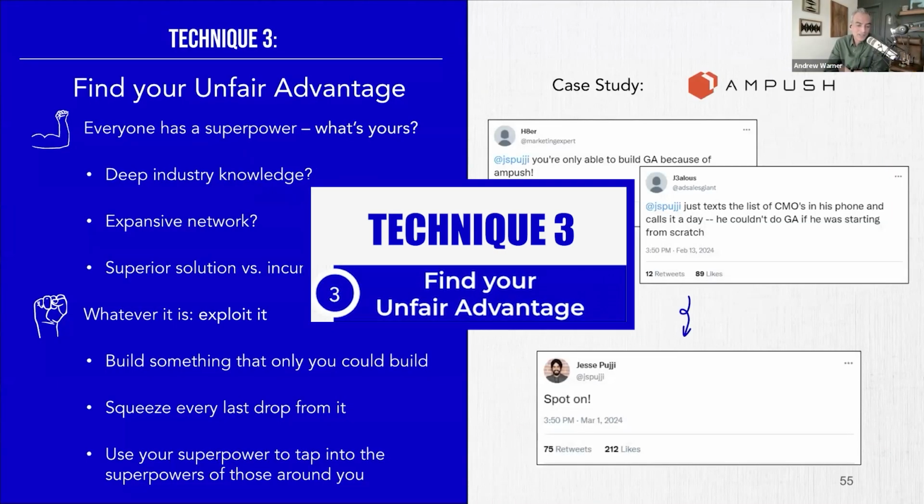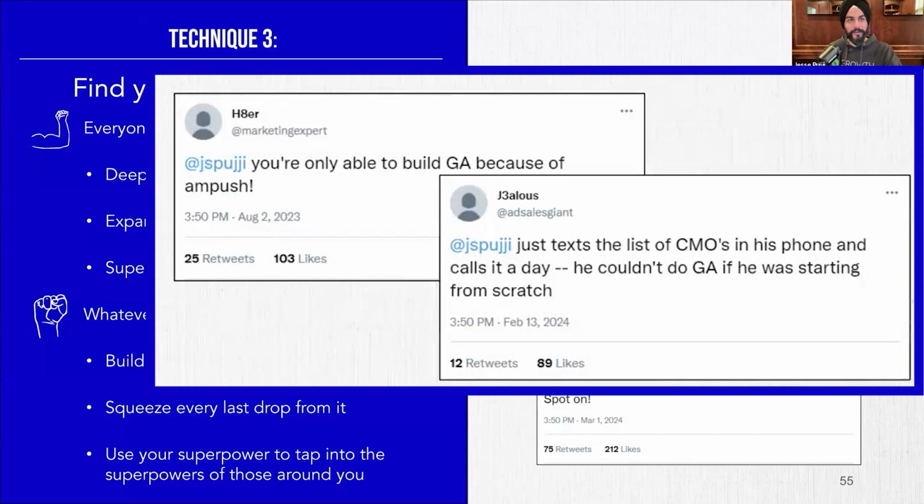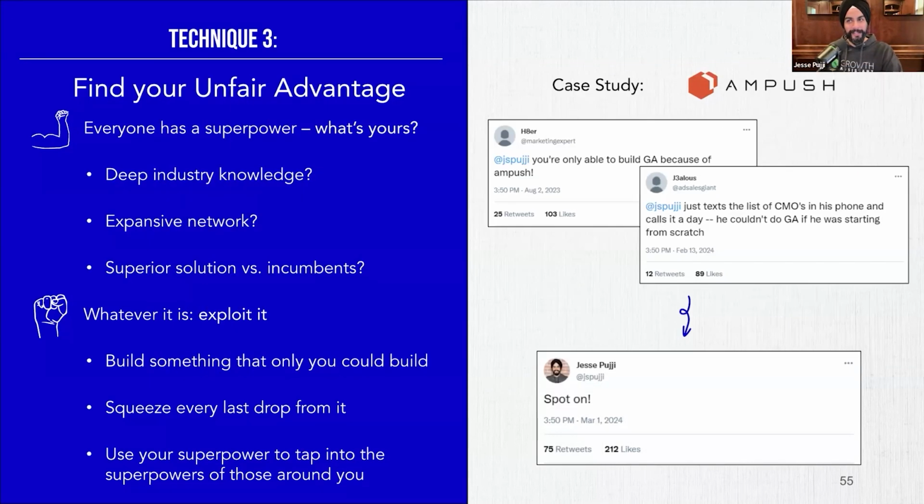All right, what's the third one? This is a funny one. Sometimes people troll me on Twitter and they're like, dude, the only reason Growth Assistant grew so fast is because of your Ampush experience. And I'm like, yeah, duh. Think about your superpower. I always give this example of selling turbines on e-commerce. Very few people who know private equity also know performance marketing. That becomes an unfair advantage. So that's a really big one.